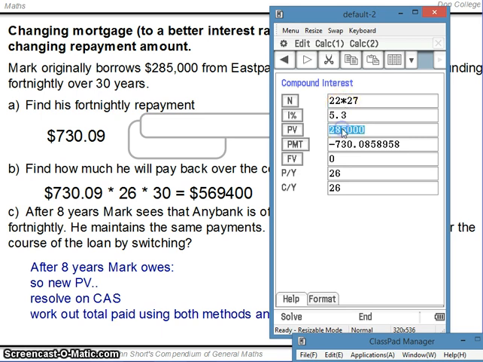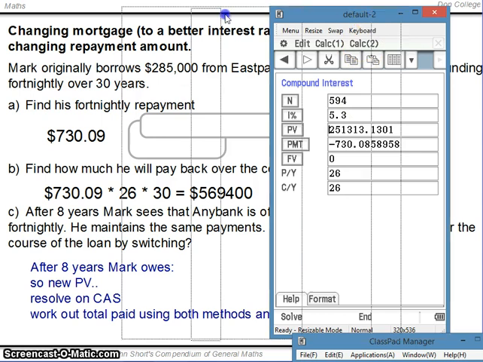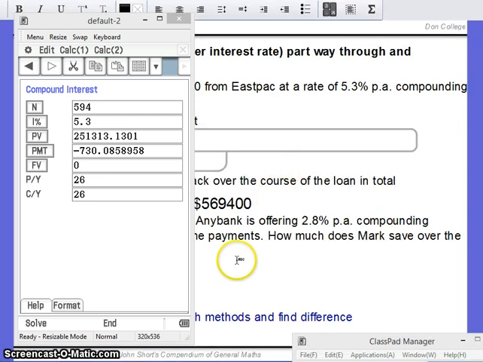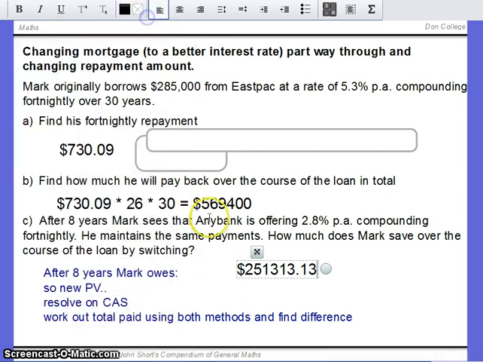5.3 stays the same. We're working out our new PV. We keep our payment the same, and 26, 26, and $251,313.13 is how much Mark owes at that stage. So that's again not unusual that he's not paid off very much. Alright, that's the answer to our first bit. After 8 years, that's what he owes. So we've got a new PV of $251,313.